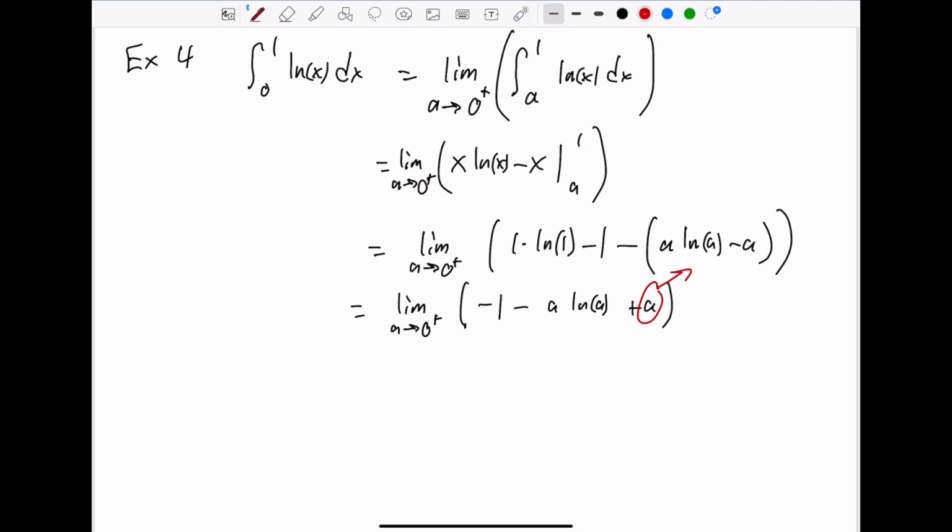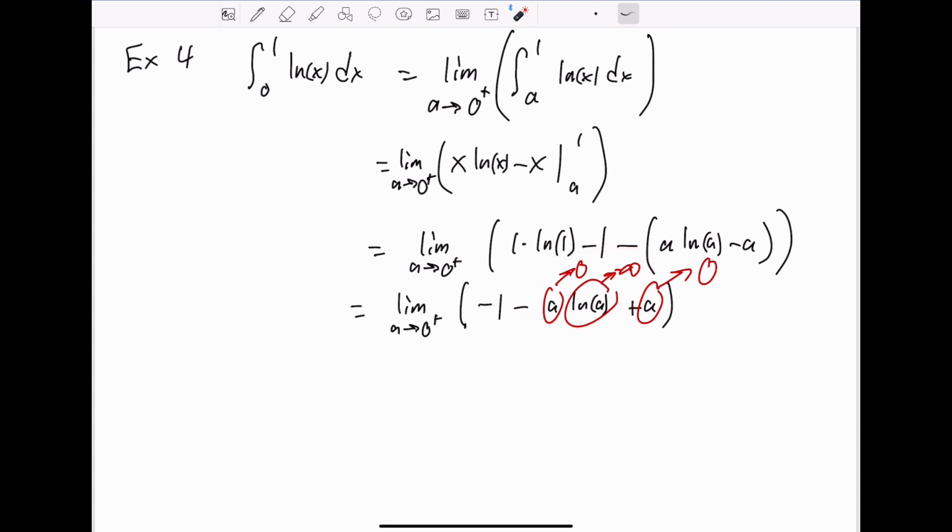Now a goes to 0, so this term just goes to 0. For this term, a times the natural log of a, the a goes to 0. But as a approaches 0, natural log of a goes to negative infinity. So I have an expression of the form 0 times negative infinity. That is an indeterminate form. We cannot evaluate that indeterminate form using regular limit rules. So how do we deal with this?